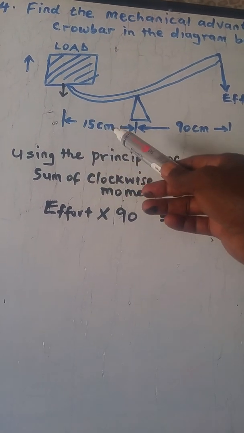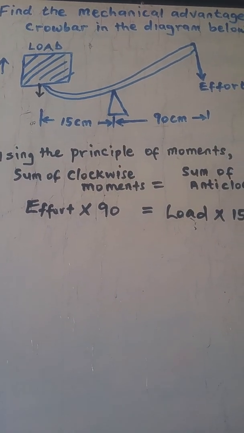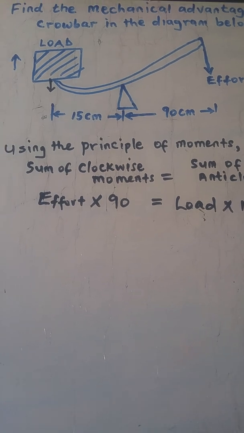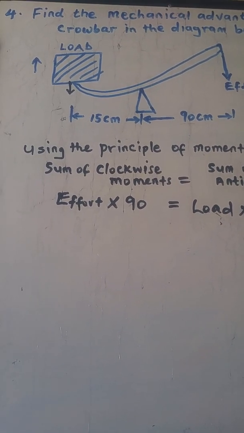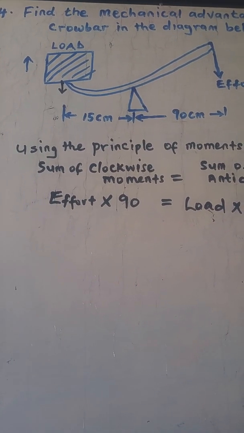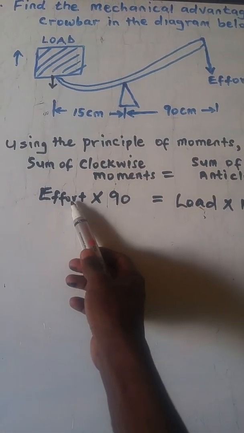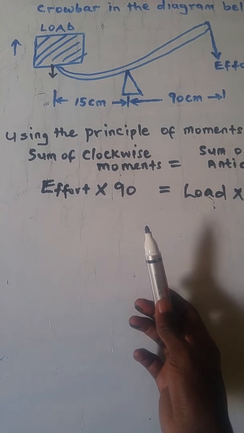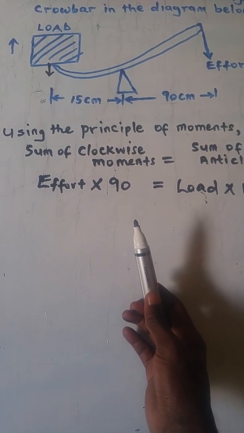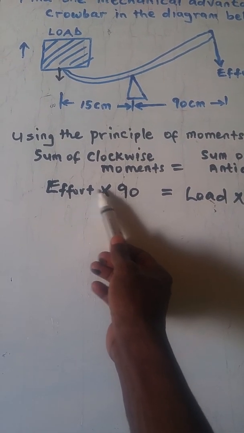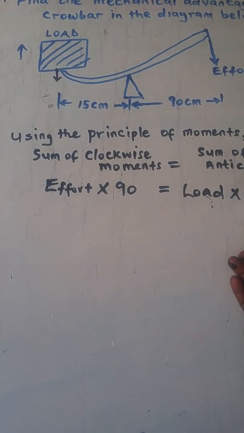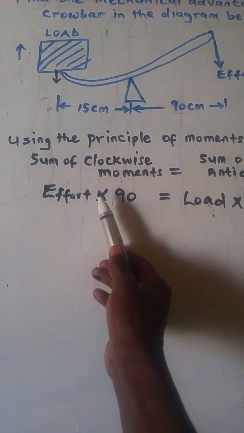Then the load times what? Now, remember we want a mechanical advantage. And we all know that mechanical advantage, you get load divided by effort. So we are supposed to get this load, we divide by the effort. Now, the opposite of addition is subtraction. If this was addition, when this one crosses this way, it would be subtraction. But this is multiplication.